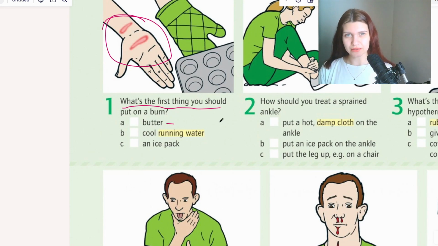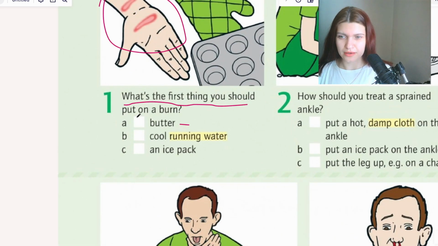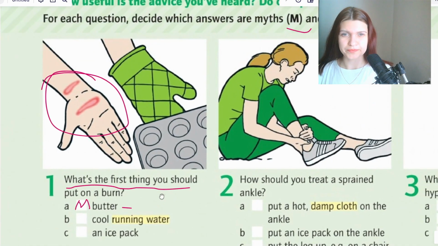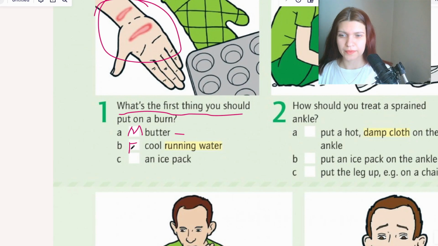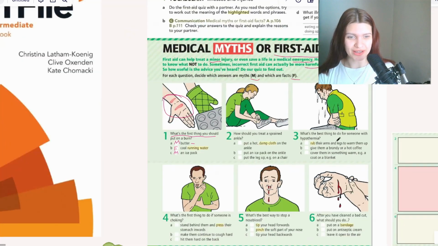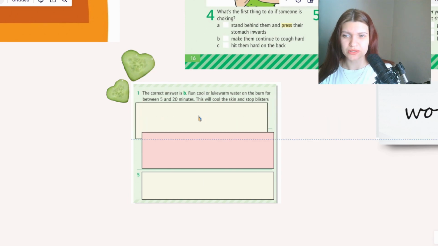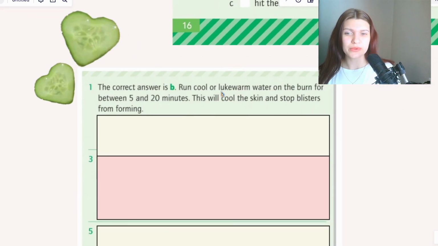You should think what you can put here, M or F, in each option. As for me, I think it's M, myth. This is fact, F. And this is maybe M, maybe F, I don't know. I think maybe M. Okay, and now we should check number 1. The correct option is B. Why? Run cool or lukewarm water on the burn for between 5 and 20 minutes. This will cool the skin and stop blisters from forming.